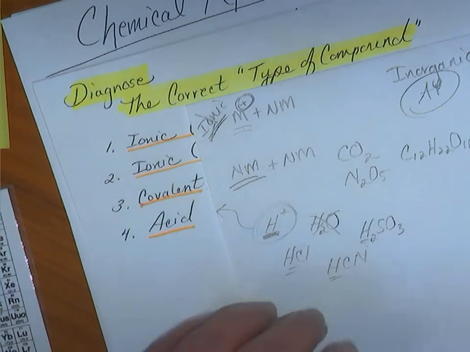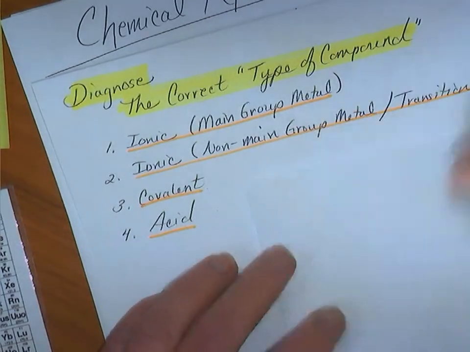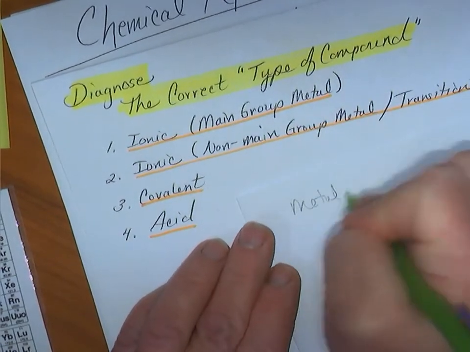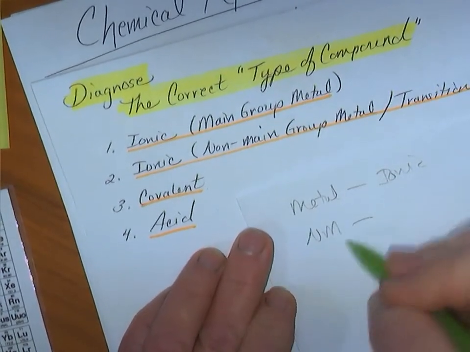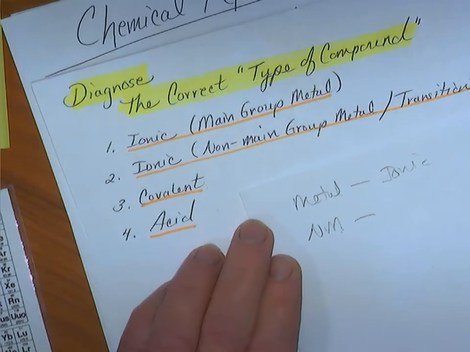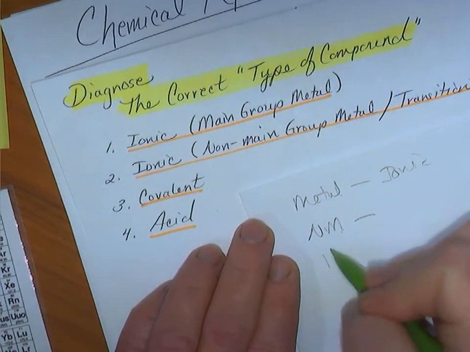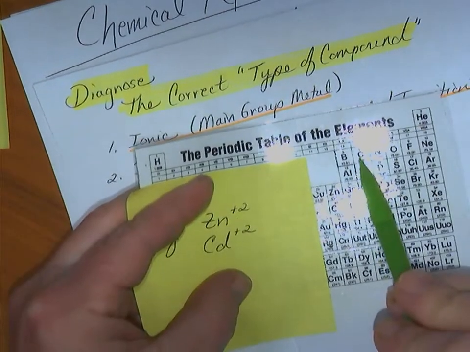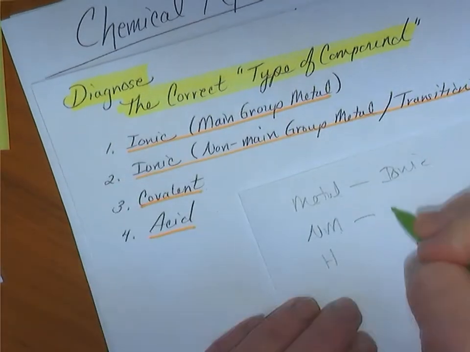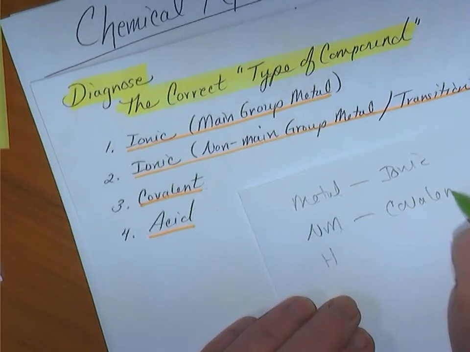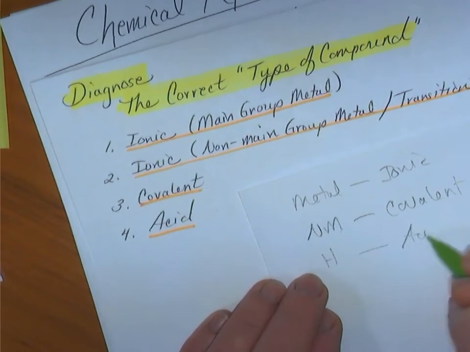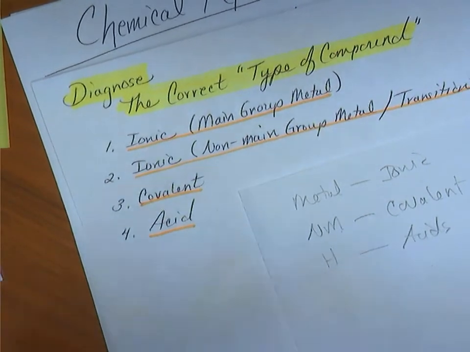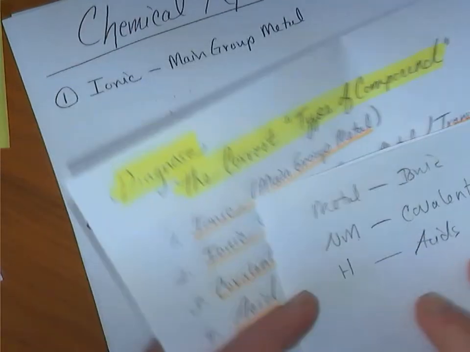So really, you just look at your first element. If your first element is metal, well, then it's ionic. If your first element is a nonmetal, now we have to be careful because of course hydrogen is a nonmetal, but that's the exception. So if it's beginning with any of these elements, then we're going to name it with the rules of naming covalent compounds, and if it begins with hydrogen, then it's an acid. Okay, so let's get into the specifics then.